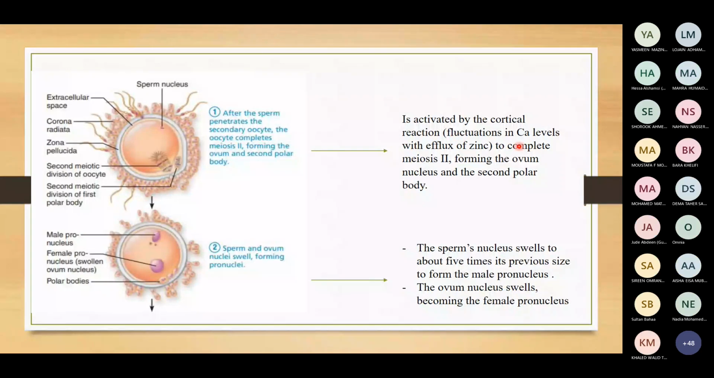Basically, the egg, now you need to know that when the egg is released from the ovary, it's not fully mature. It has not completed all of the cell divisions. It's not ready yet. It's stuck in a process that we call meiosis II. You guys are familiar with meiosis, right? Okay, I think you guys are, right?